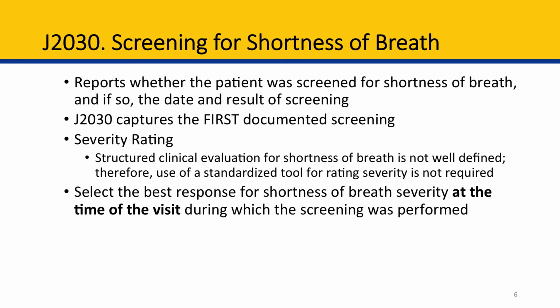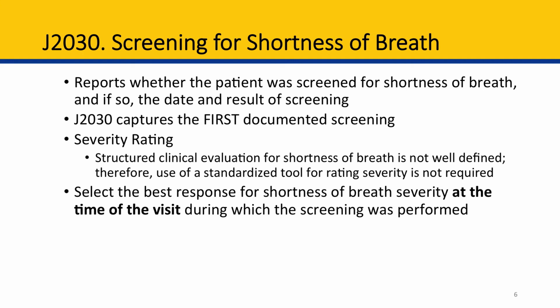The first care process we will talk about is screening for shortness of breath. J2030 reports whether the patient was screened for shortness of breath, and if so, the date and result of the screening. J2030B captures the first documented screening, and J2030C indicates whether the patient had shortness of breath.